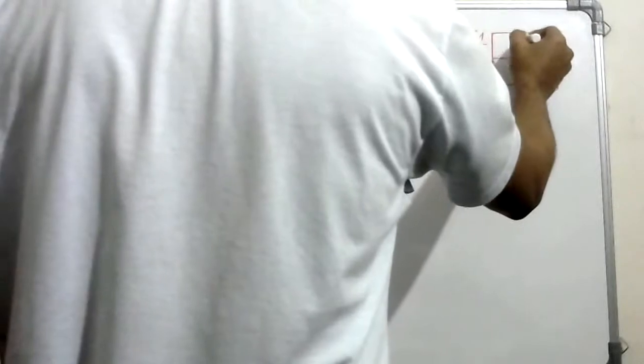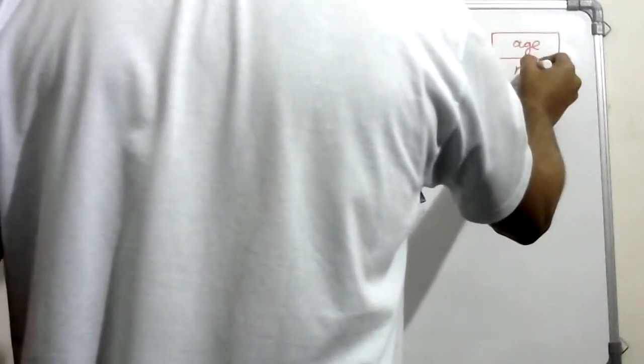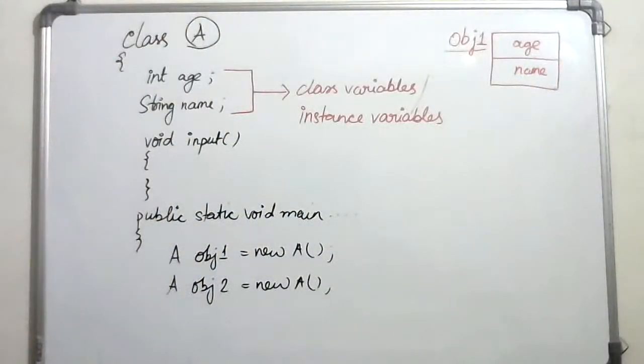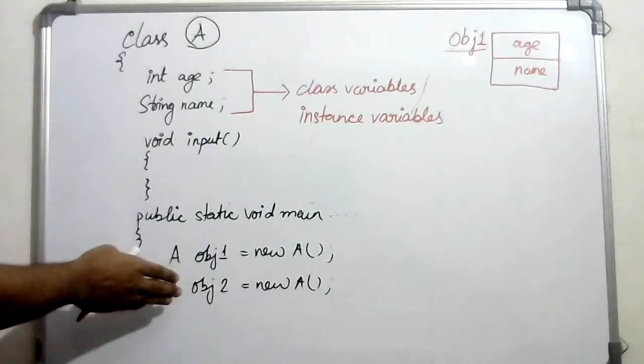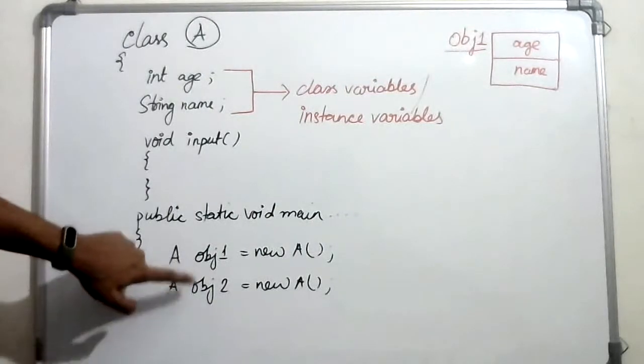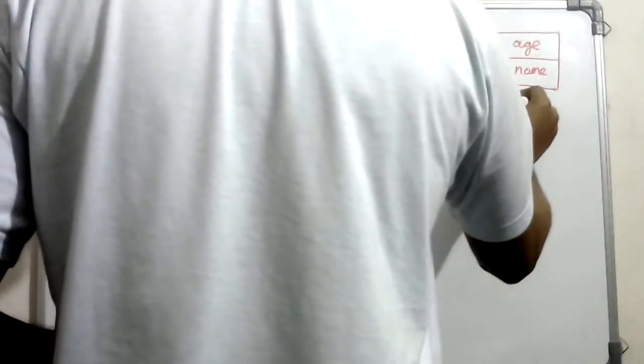So what are the two variables? The first variable will be age. The second variable will be name. So these are the two variables belonging to obj1 uniquely. As you can see, I have two objects defined here. So there are two objects obj1, obj2. So what about obj2? What about the second object, the object 2?